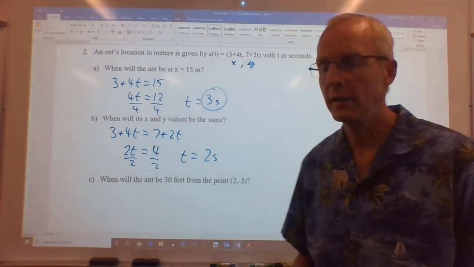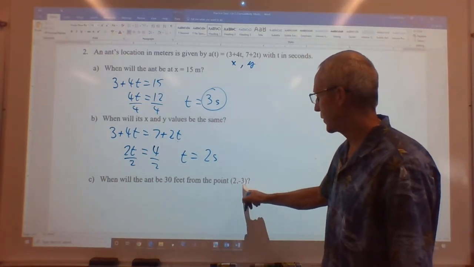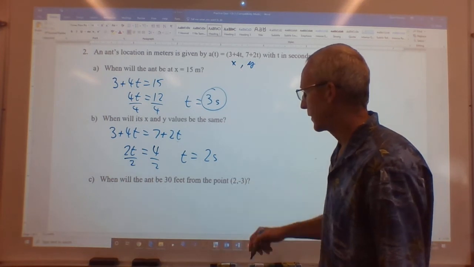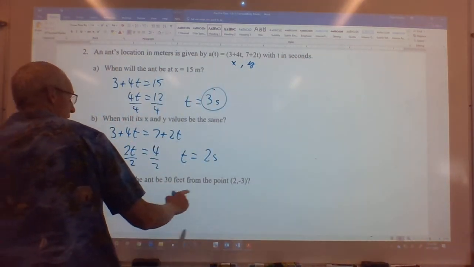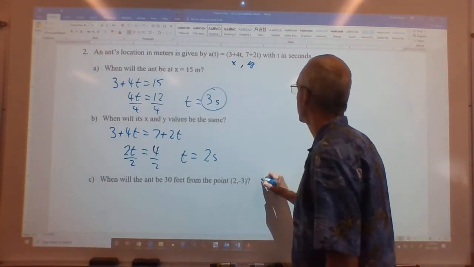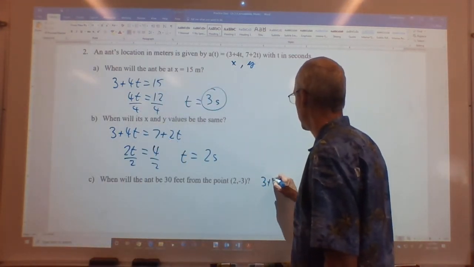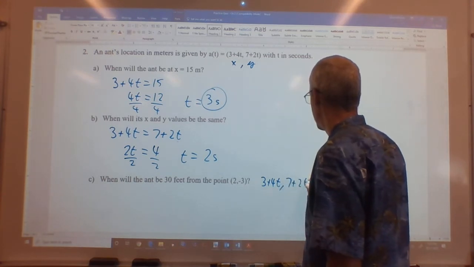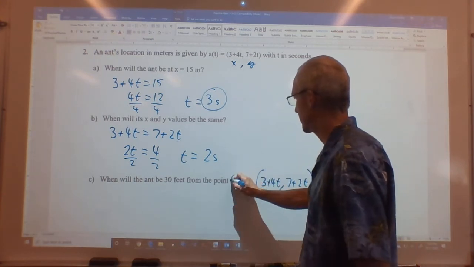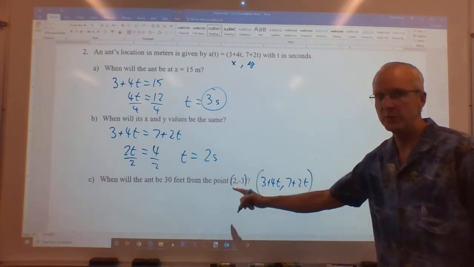Now, when will the ant be 30 feet from that point? Okay, this is a little bit trickier. When will it be 30 feet from the point 2, negative 3? So the ant is at 3 plus 4t, and 7 plus 2t, right? So these are our 2 points. We want to know the distance between those 2 points.